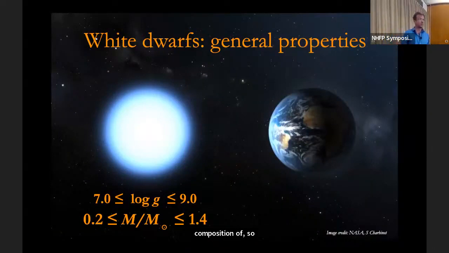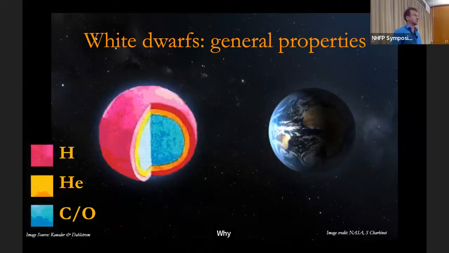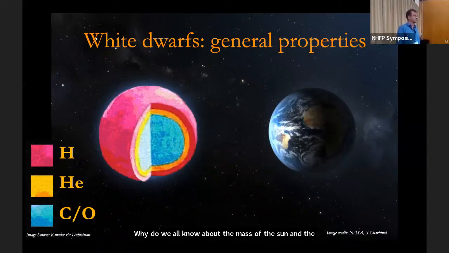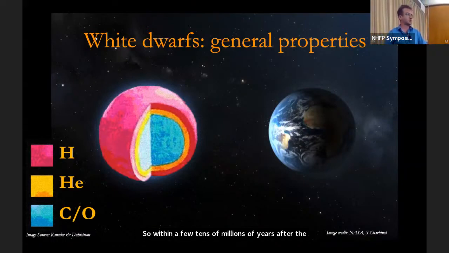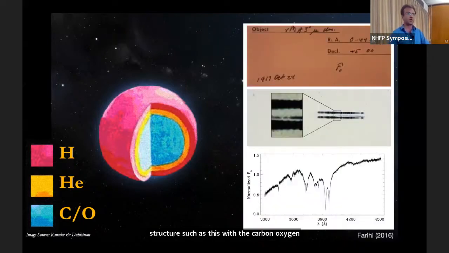So why do white dwarfs work for this? White dwarfs, as we all know, are about the mass of the sun and the size of the Earth. This high surface gravity leads to gravitational sedimentation on very short timescales. So within a few tens of millions of years after the white dwarf formation, it should reach a stratified structure such as this, with a carbon-oxygen core, then either a pure hydrogen or helium shell.